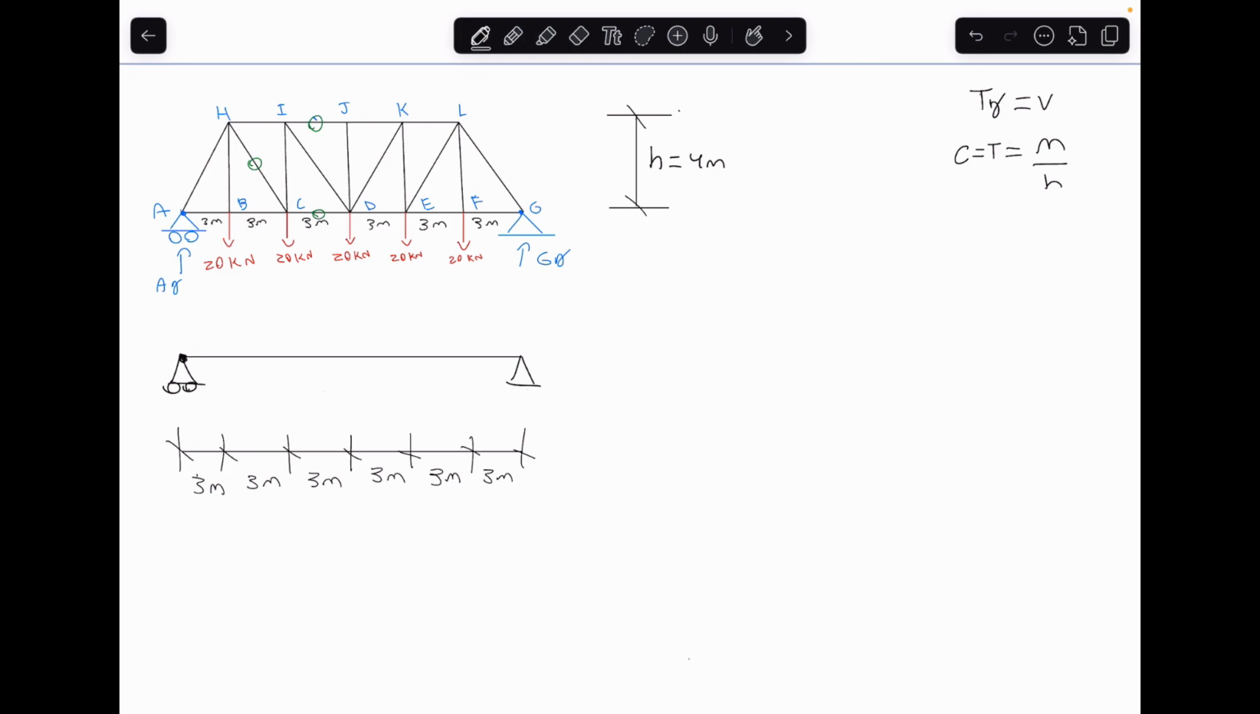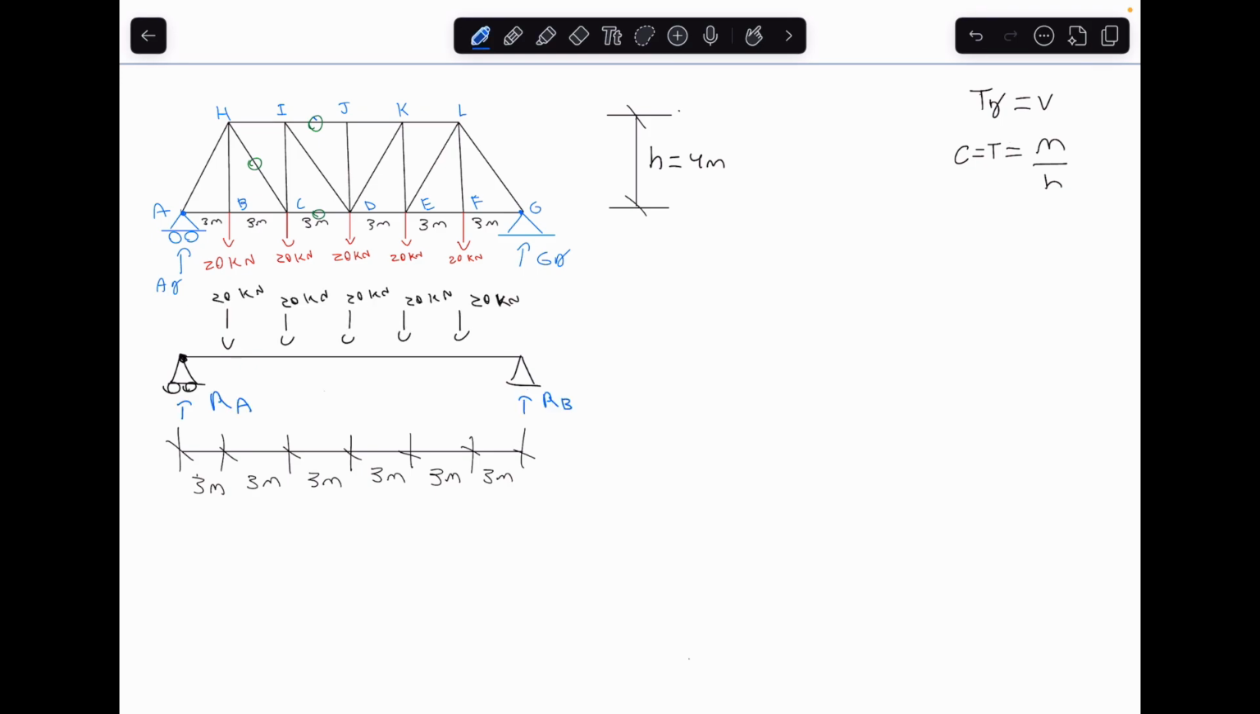So enough explaining, let's just solve the problem. And I've also put the equations in the top right-hand corner here so you guys don't forget. So the first step to these problems is to draw the equivalent beam. So I've drawn a simply supported beam here and then labeled it exactly like the truss. And I'm going to put the loadings 20 kilonewtons every 3 meters.